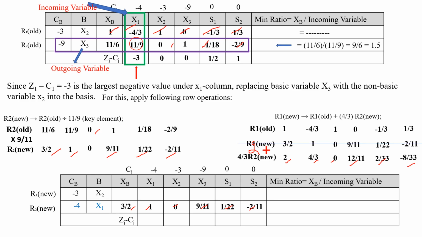So next we have to do the operation for the R1 new, that is R1 old plus 4 by 3 into R2 new, that is 1 plus 2, that is 3. Next minus 4 by 3 plus 4 by 3, it is 0. 1 plus 0, that is 1, and 0 plus 12 by 11, it is 12 by 11. Next minus 1 by 3 plus 2 by 33, it is minus 3 by 11. Next 1 by 3 plus 1 by 3 minus 8 by 33, it is minus 1 by 11.